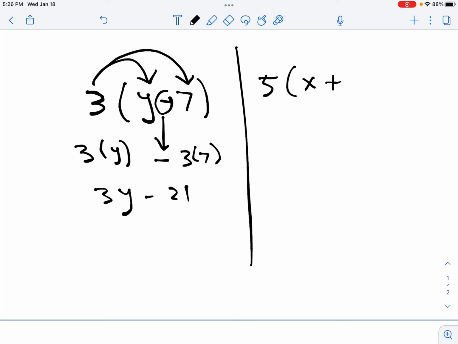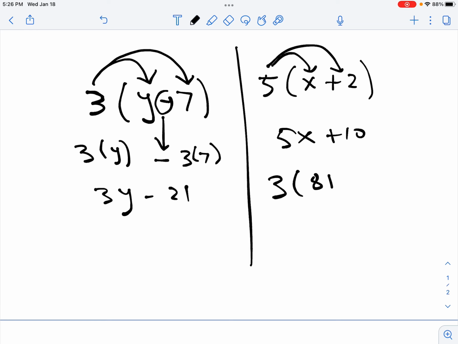5 times (x plus 2). Great. So 5 hits the x, turns it into 5x. 5 hits the 2 and turns it into 10. Now we can practice this with real numbers, right? If I have 3 times (8 plus 1), I can solve this normally. 8 plus 1 is 9. 3 times 9 is 27. Or I can solve this using the distributive property. 3 times 8 is 24. 3 times 1 is 3. 24 plus 3 is also going to be 27. So you get the same answer either way.